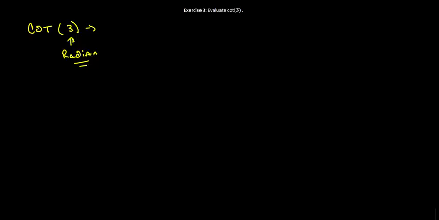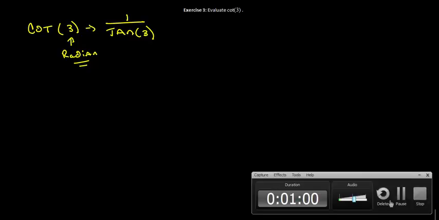Now if there's a little degree symbol up here, then obviously it's degrees. But we don't have that, so we're working in radians. So we know cotangent is the reciprocal of a tangent. So I'll write that down. Now this one we can't as easily evaluate without having use of a calculator.